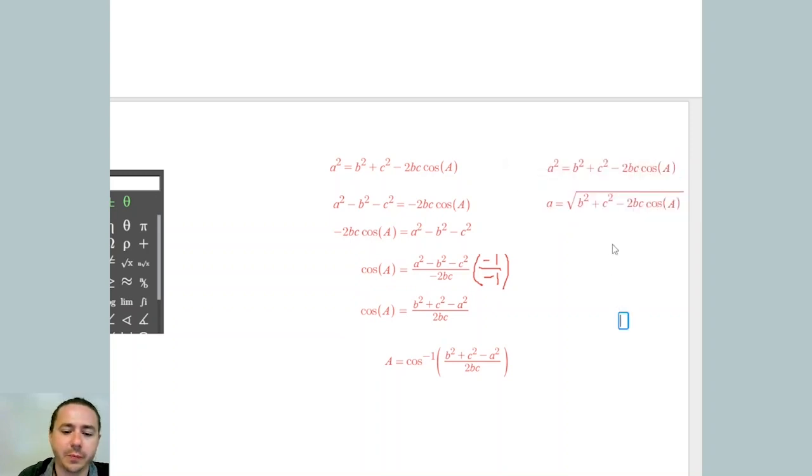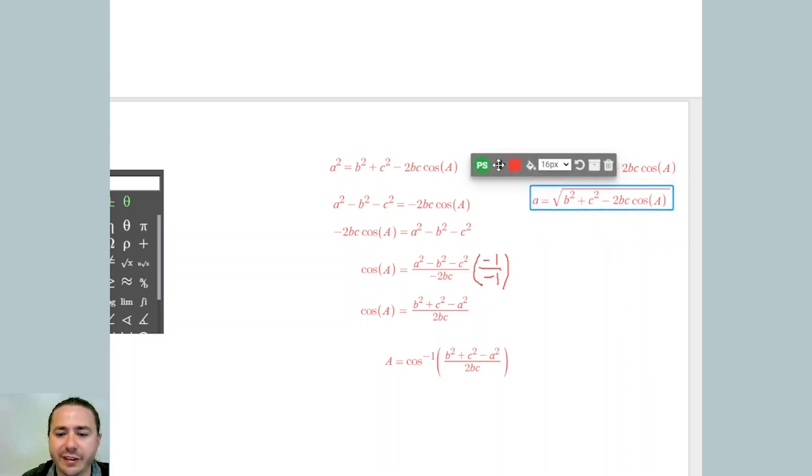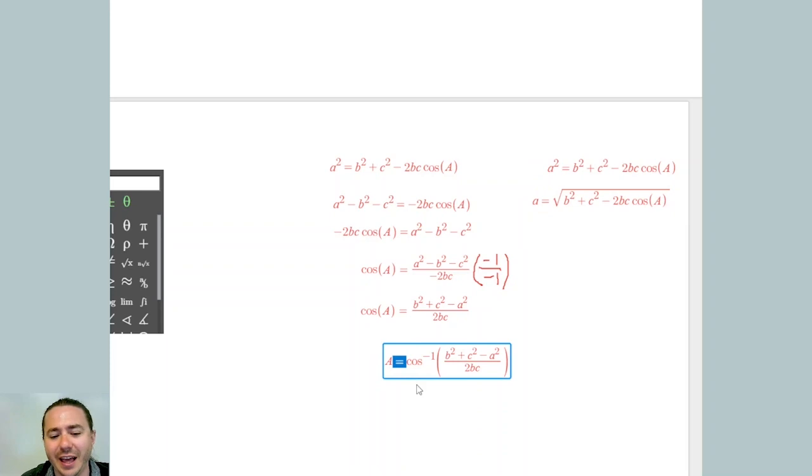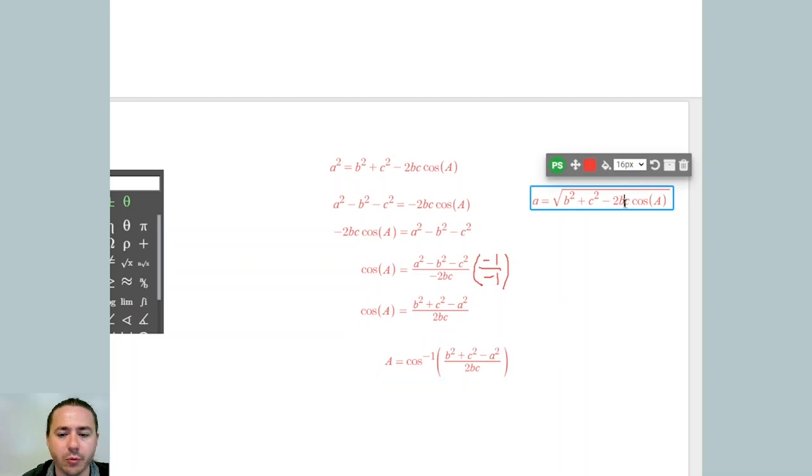The only other thing I'll mention here is that the side and the angle may not be called A. Let's say you're looking for side B or angle B, for instance. The equation will be set up in the same way, but if we're looking for angle B here, then this needs to be B, and then this would be A and C instead of B and C. So you basically just swap out the variables depending on which side you're looking for.